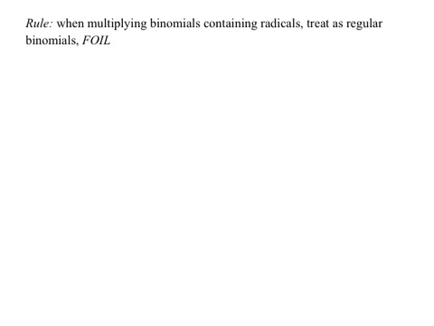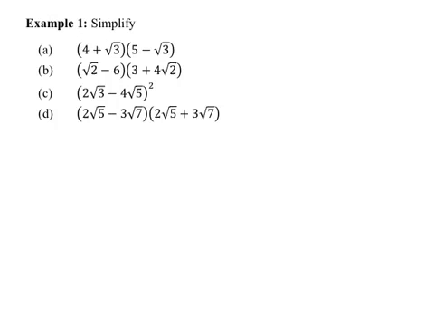Let's take a look at our quick, simple rule. When multiplying binomials containing radicals, treat them as if they're regular binomials and simply FOIL, or double distribute. Remember, FOIL is simply an acronym for double distribution. Take a look at the first one. Try example A on your own and please FOIL it out.